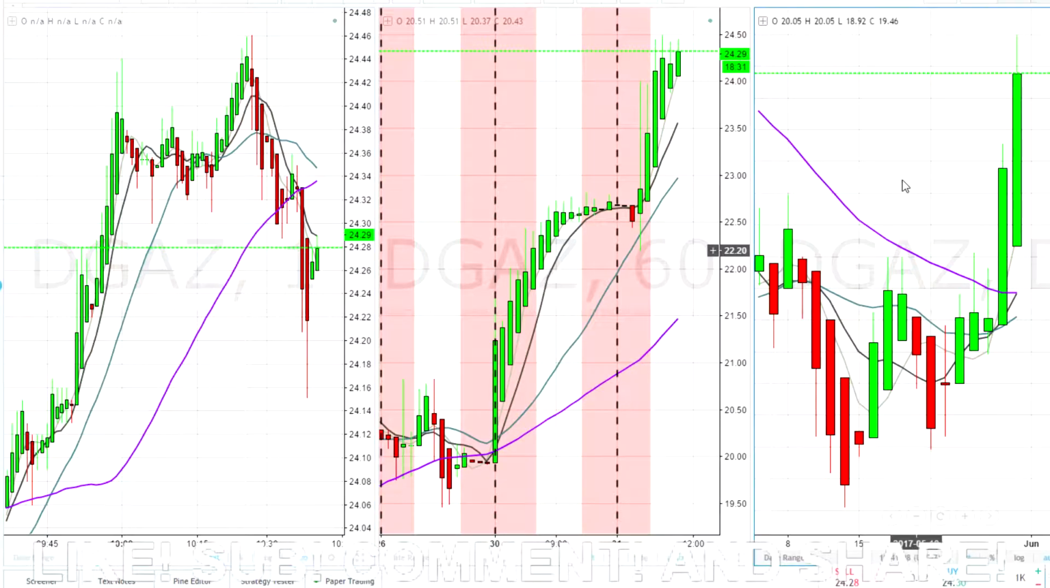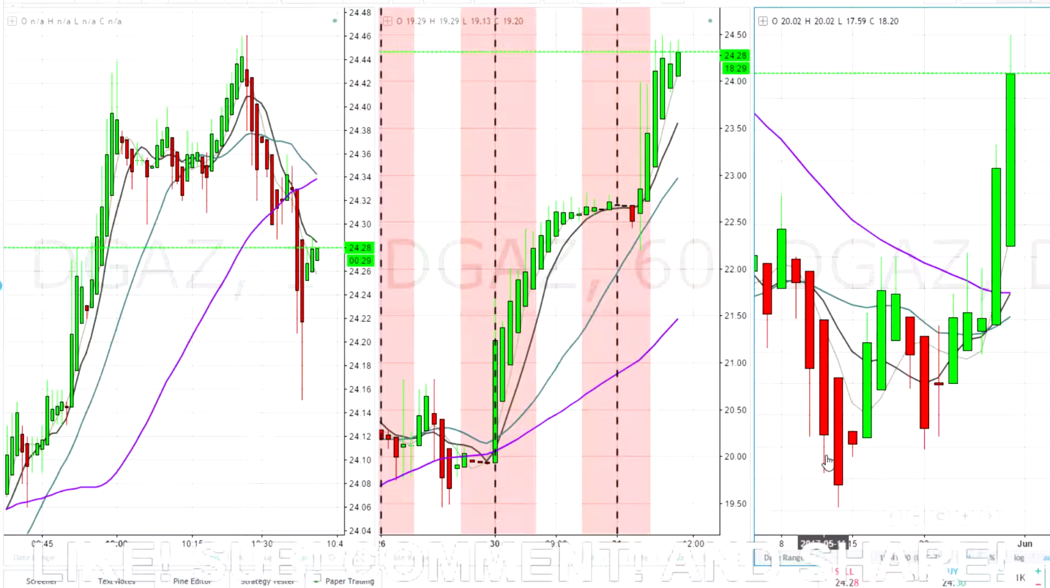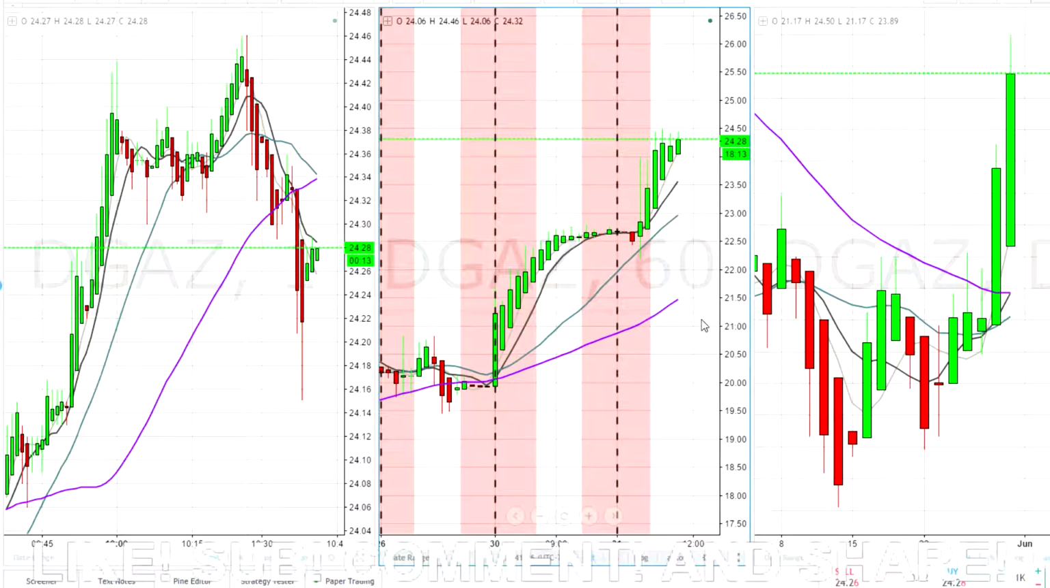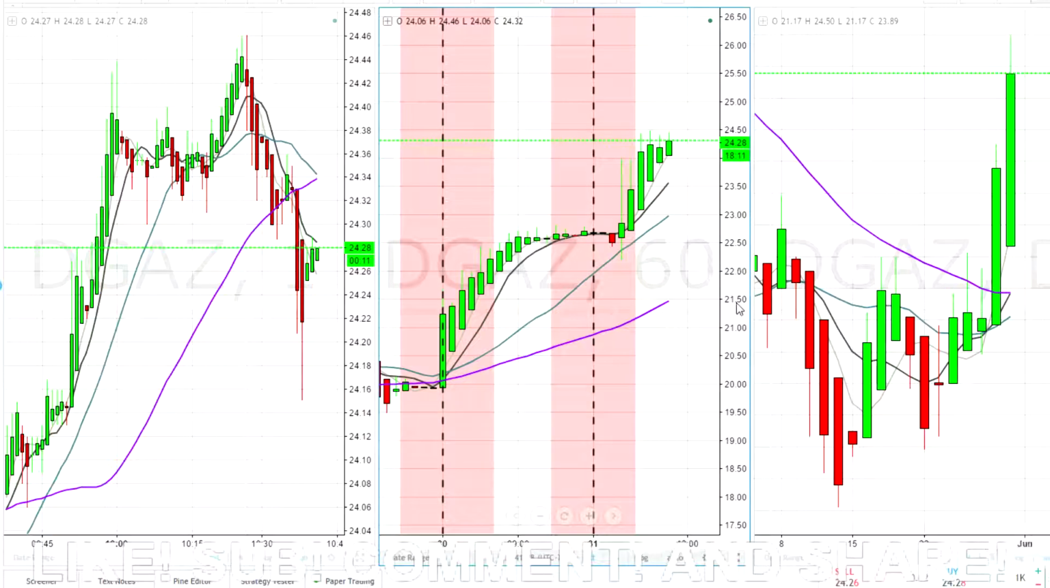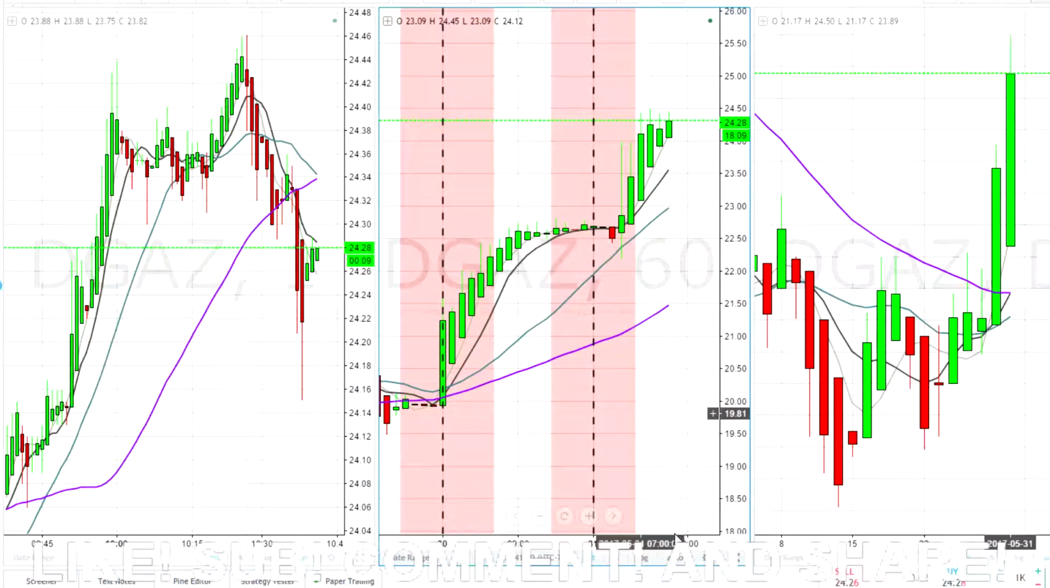Alright, so here's DGAS right here. Support, resistance, resistance. Okay? Breakout of resistance. Very easy. And as you can see, I don't trade with the hourly. I use it to basically find resistance and support areas. Right there.